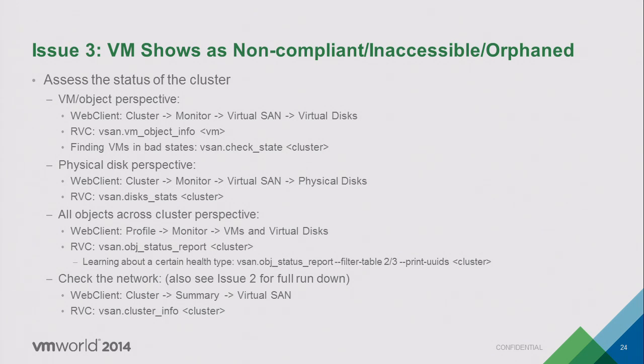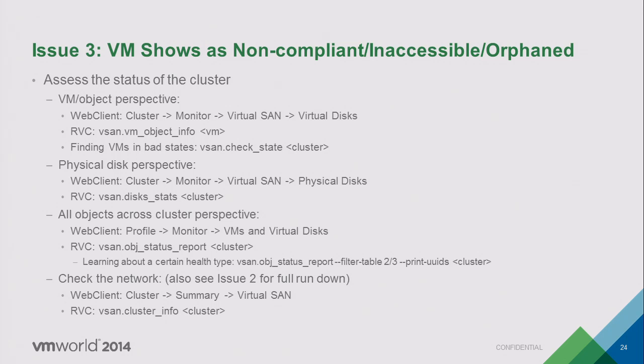Then the physical disks. Most likely, if you are suffering from a VM being inaccessible, it's because of the physical devices, something happening in your physical infrastructure. So again, you can go to the UI, and it has all the information about the disks, about the health, about available free disk space, and all that kind of stuff. RVC has the same information.